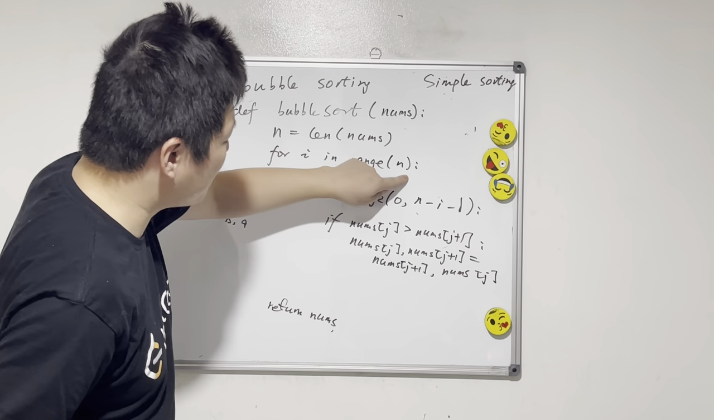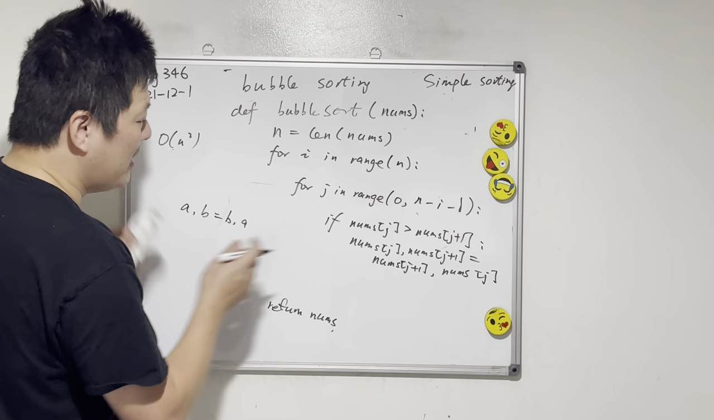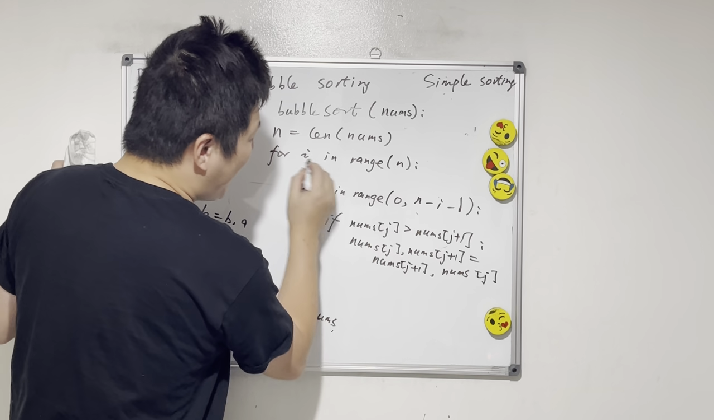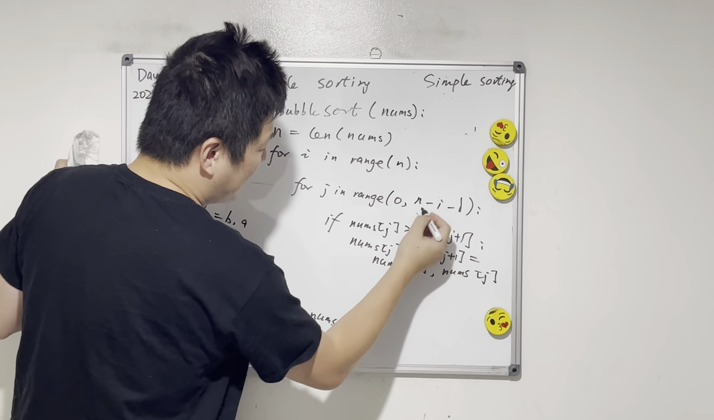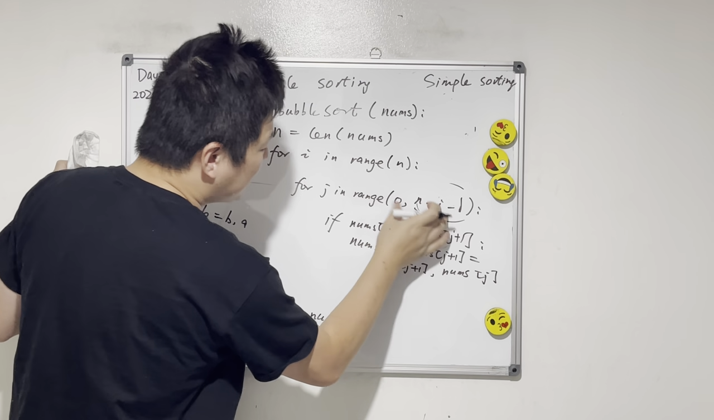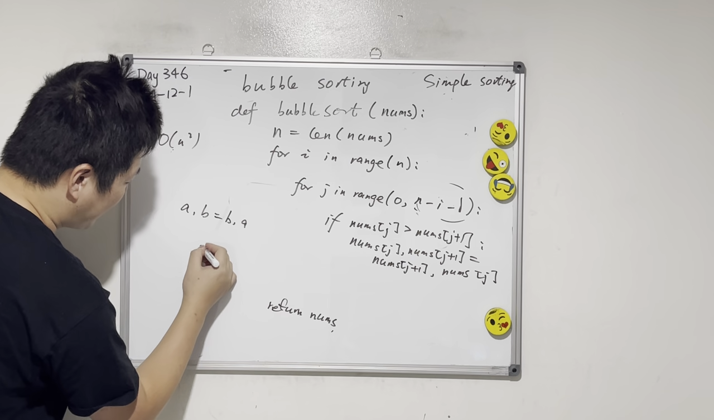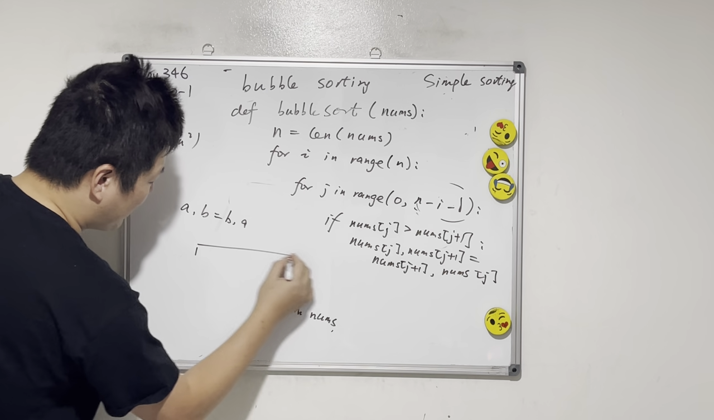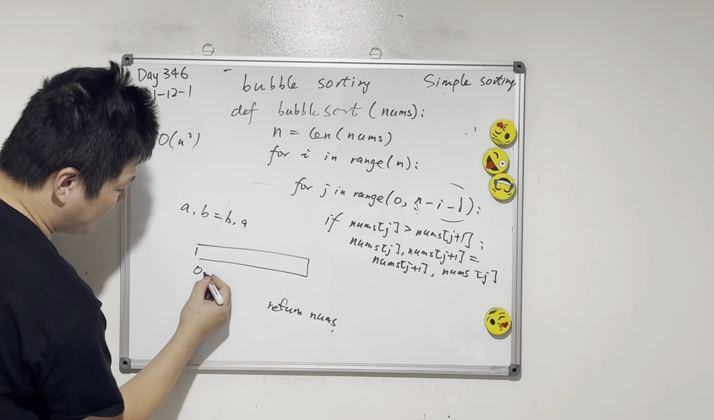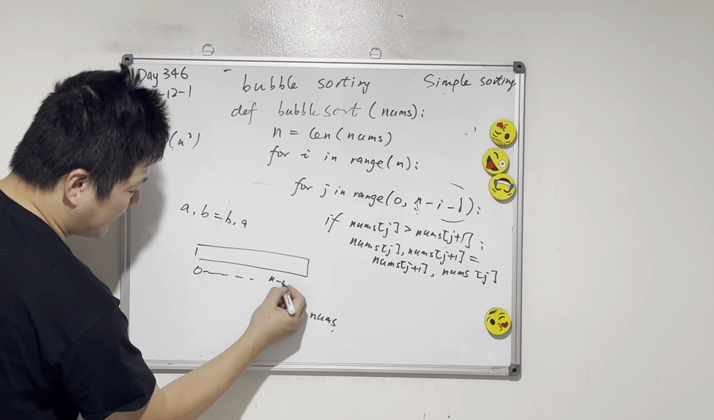We want to go to the n rounds, and then look. When i is zero, n minus one, we are not touching the n minus one, right? This is going to j. J is here, right? So for each round, j will start from zero to n minus i minus one, right?